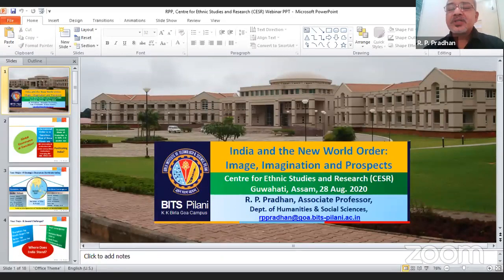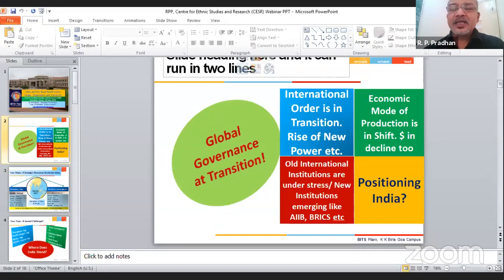From the point of view of several ways, the scheme of transition is happening in many ways. The international security order is in great transition. There's a rising power, China, and the status quo power, the Americans, the monopoly power, they are afraid of losing ground. And so they want to contain China, and China is on the rise. So it is creating stress on the existing international order, and the international security order is in transition.